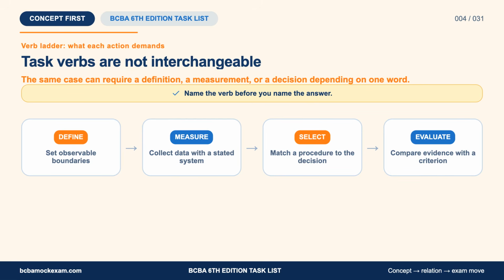If the first step is skipped, the final label may look polished, but it is not supported by the process. The nearest error is jumping from define, set observable boundaries straight to evaluate, compare evidence with a criterion without checking the middle relation. The latter is showing dependency. Each later move relies on the earlier evidence. Keep this rule in view. Name the verb before you name the answer.